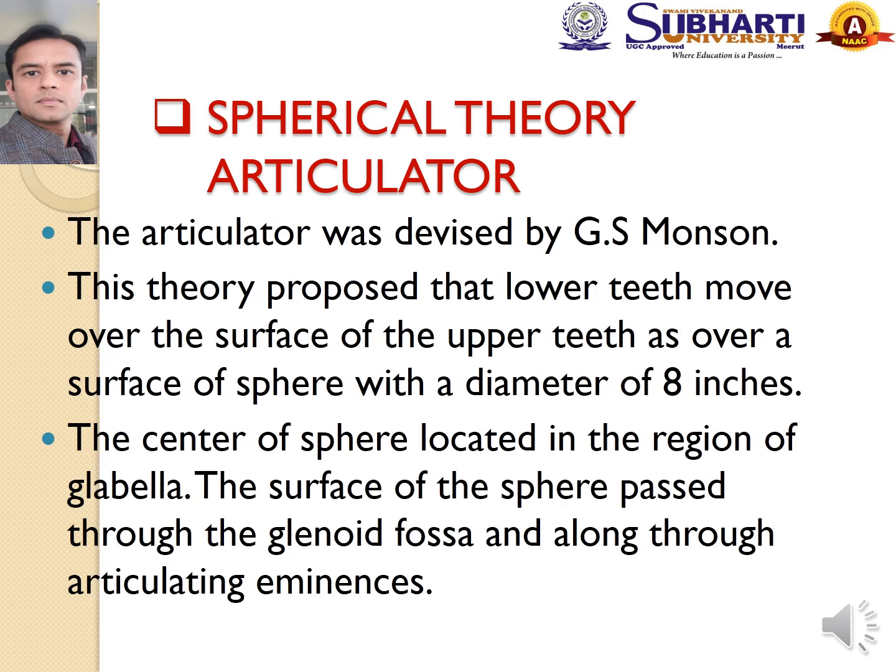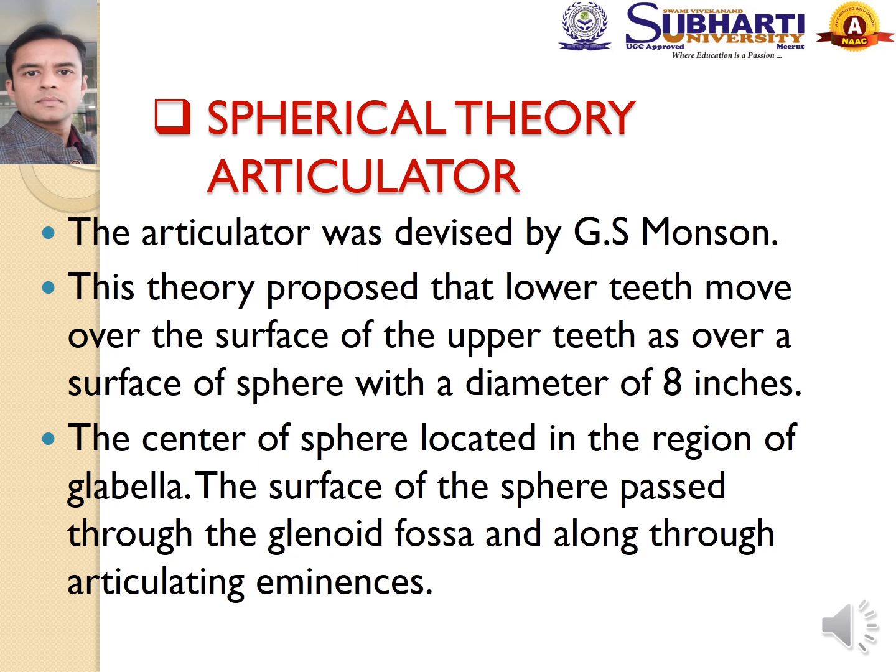Now coming over to spherical theory, the articulator was devised by G.S. Monson. You must have heard the name Monson curve. This theory proposed that the lower teeth move over the surface of upper teeth as over the surface of a sphere with a diameter of 8 inches, and the center of the sphere is located in the region of glabella. The surface of the sphere passes through the glenoid fossa and along the articulating eminences.